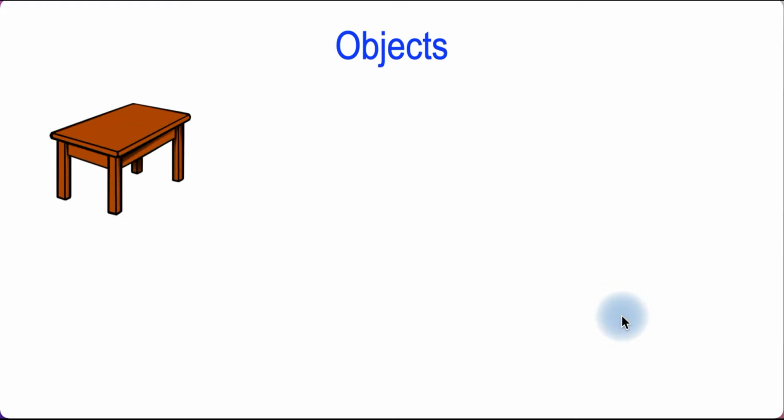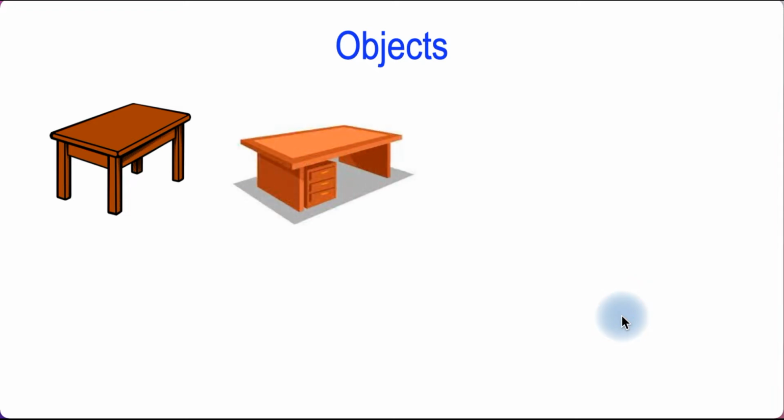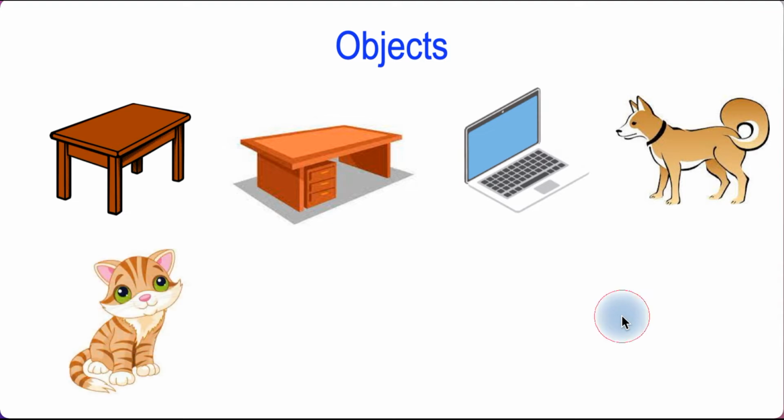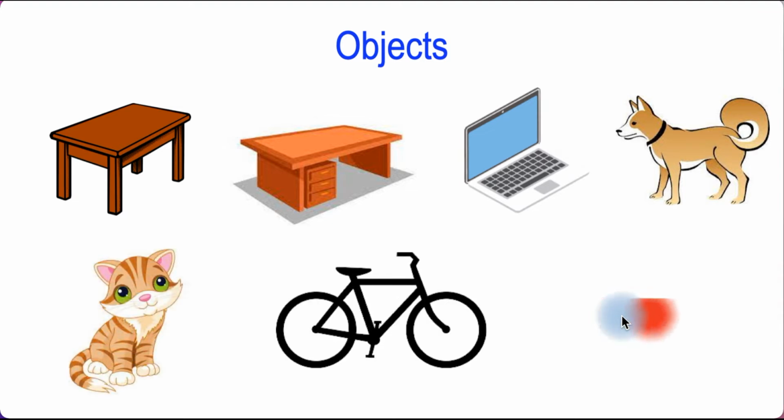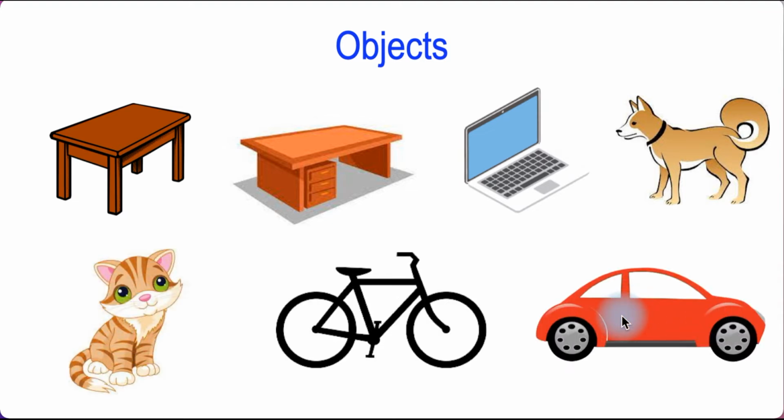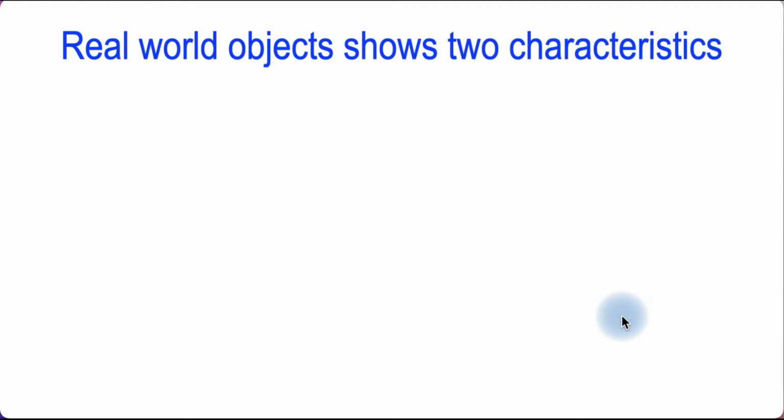Let us first understand what is an object. Now look around you. We have a lot of objects in the real world: a table, a desk, a laptop, a dog, a cat, a bicycle, or even a car. These are all real-world objects. These real-world objects have some similar characteristics.